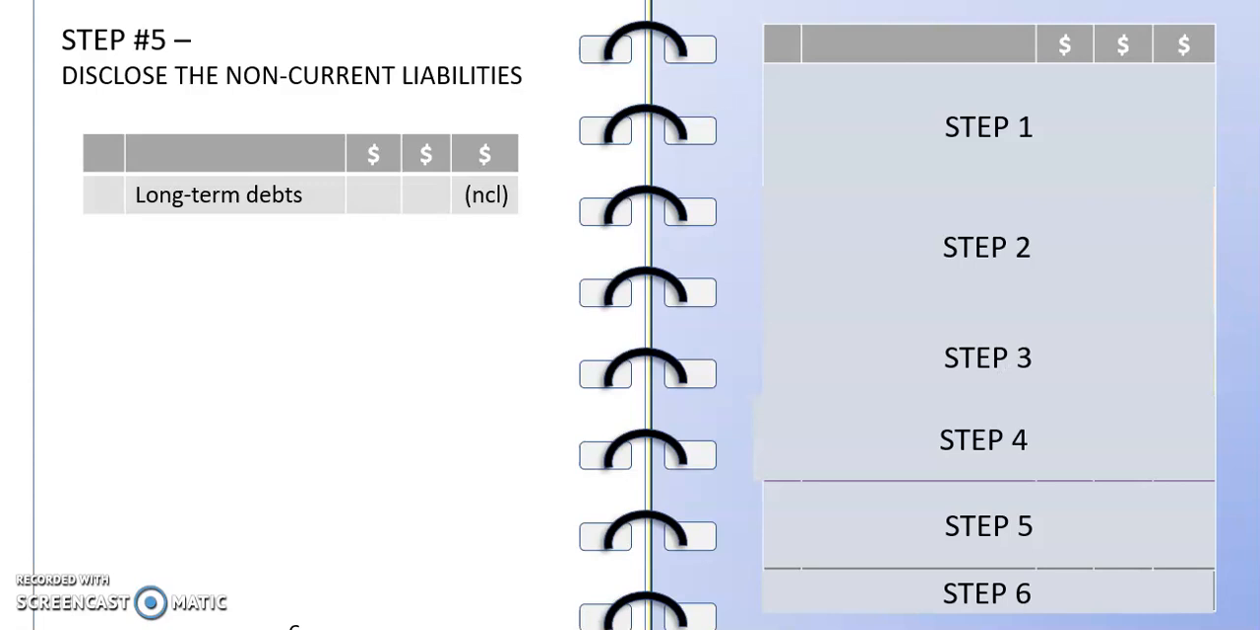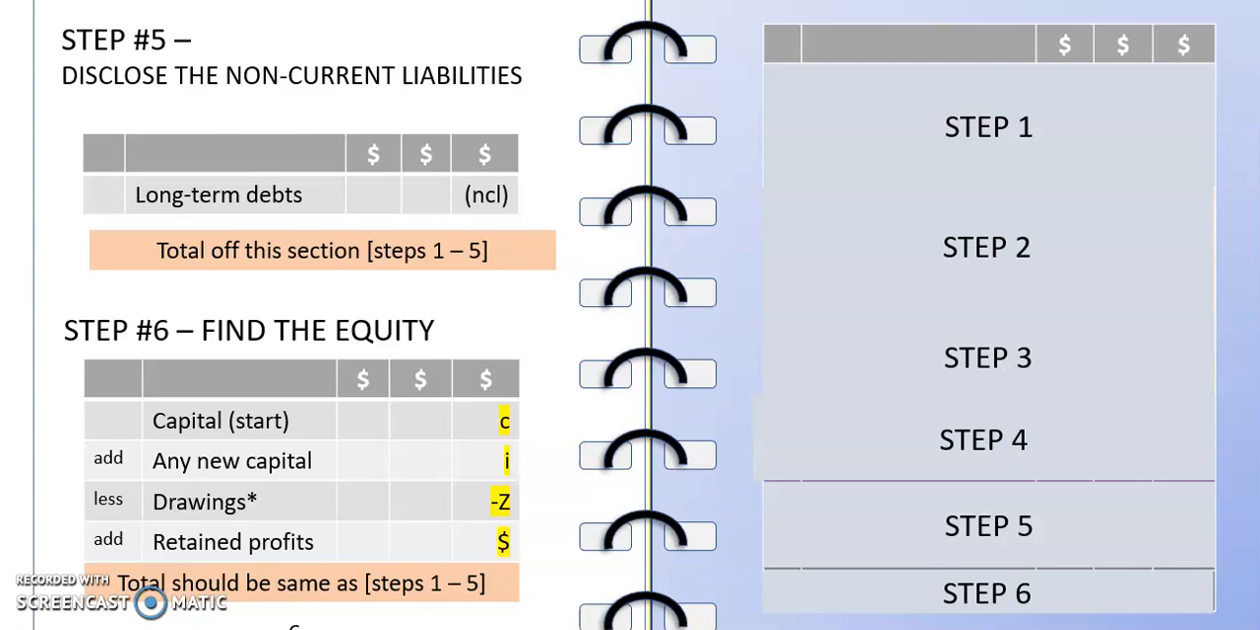All right. Now, when you complete that line, you total off that entire section from 1 to 5, and the answer that you get there is the answer that you need to get out for the last step, step number 6, which says find the equity. So in other words, we're saying that the net assets should be equal to the net equity. So the net equity is basically the capital that you started with. You add any new capital that you may have introduced. You deduct any drawings that were made, add any profits that are left over, and that should give you the same answer as step 1 to 5.